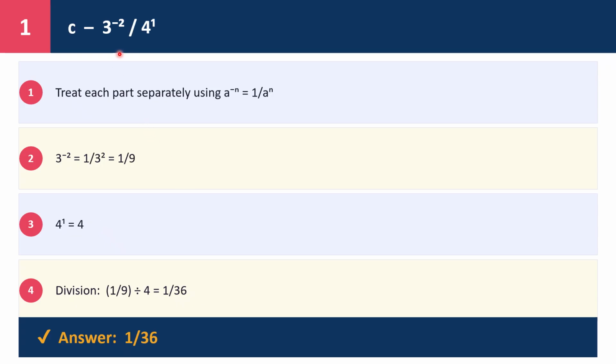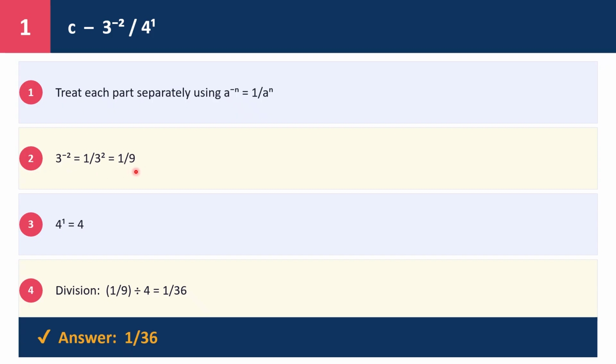The next one is 3 power minus 2 by 4 power 1. Okay, we are going to use the reciprocal formula. Why am I using the reciprocal formula? Because I have 3 power minus 2, that negative index we are going to change to a positive index. So what is the reciprocal of 3 power minus 2? That is 1 by 3 square. We know what 3 square is, right? That is 9.